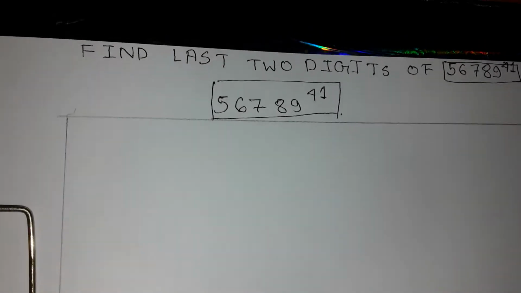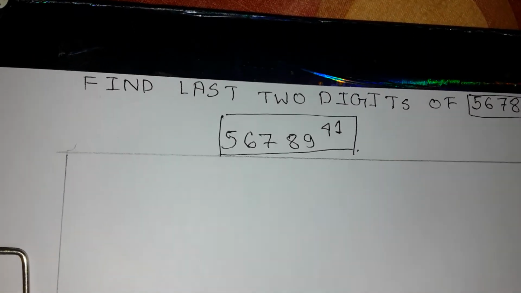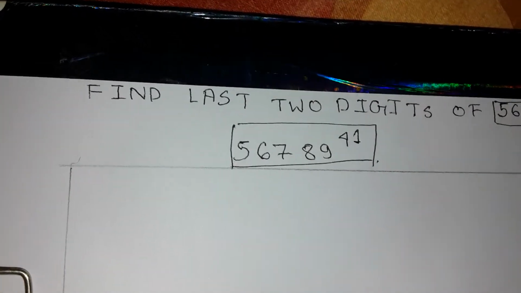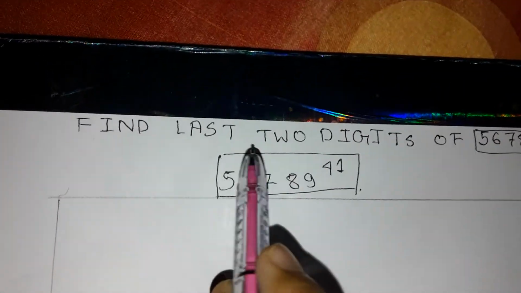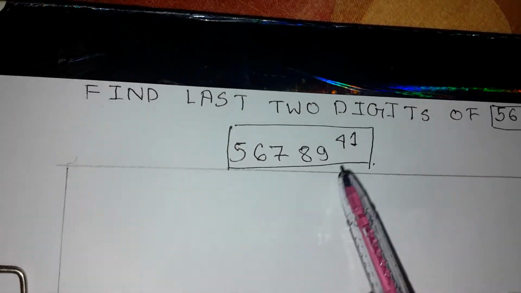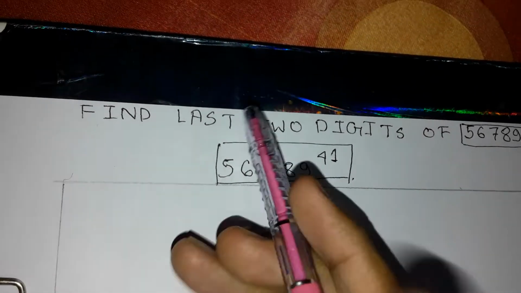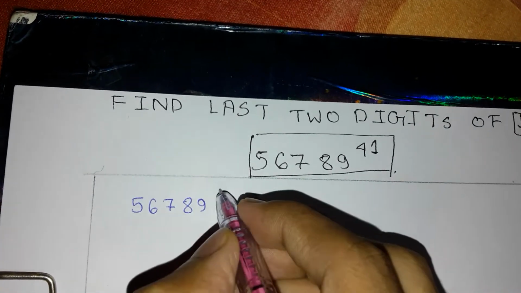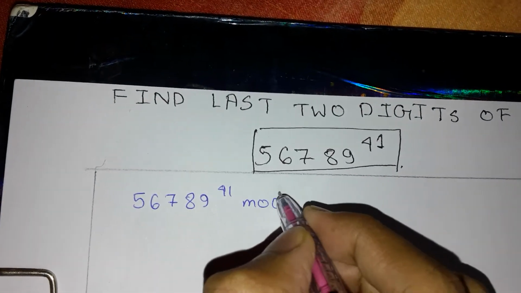Alright, so before we start, we will rush through some of the hints. The first hint is that we are asked to find the last two digits. So we will just do mod 100 and the remainder it gives will be the last two digits. So we just basically need to do 56789 to the power 41 mod 100.